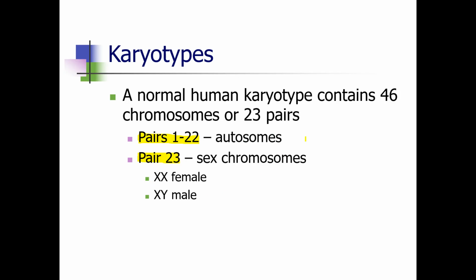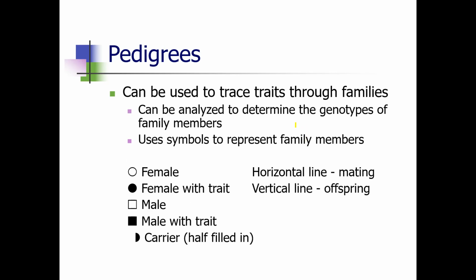We can just simply use capital A, lowercase a, big B, things of that nature. And so another thing that we can do to study genetics is we can use pedigrees. And pedigrees are essentially kind of like a genetic family tree. They can be used to trace a trait through a family.